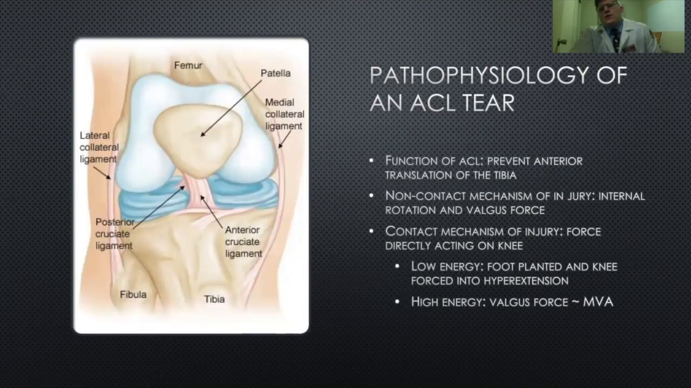So now we're going to talk about the ACL. The ACL's function is to prevent anterior translation of the tibia. It also prevents rotation of the tibia as well. So we have different mechanisms of injury. You have non-contact, which is associated with that rapid change in directions, and then we have the contact mechanism, which is the direct blow. And there's high energy and low energy. Low energy is more associated with sports injuries, like when someone's leg is being held down and someone gets struck with a valgus force. And high energy is associated with trauma from a motor vehicle accident.